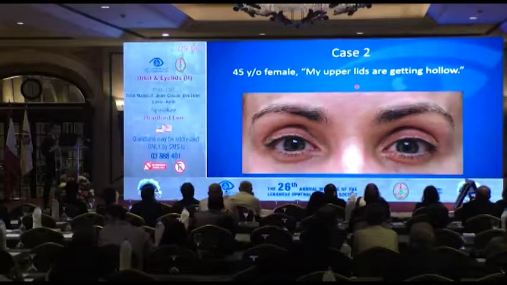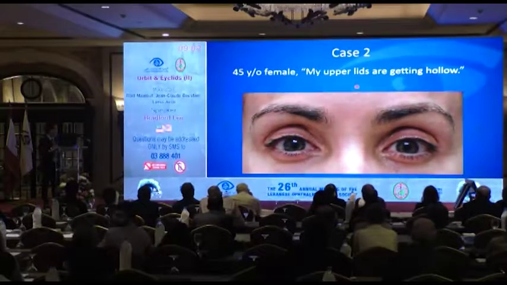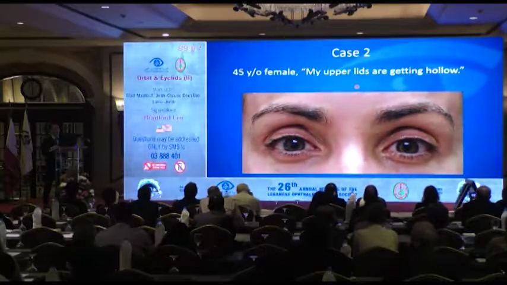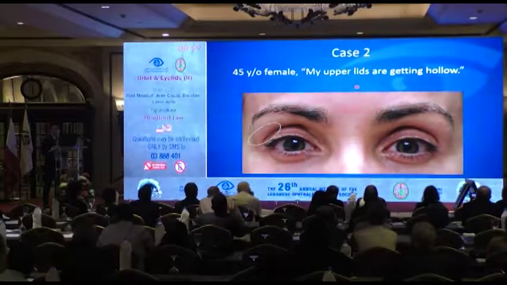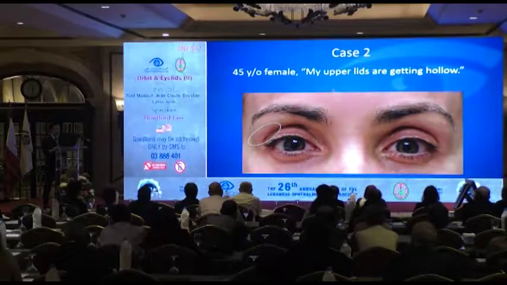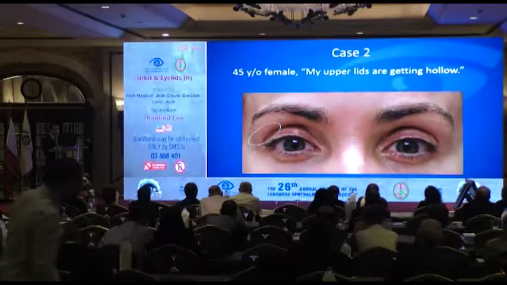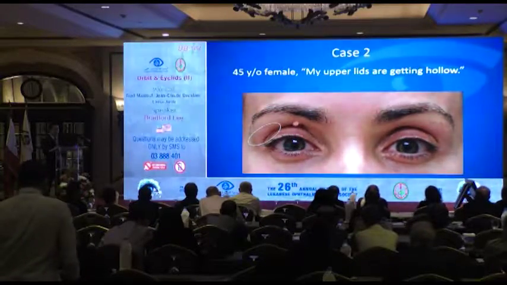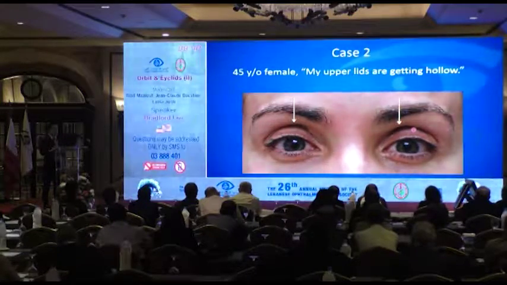So case number 2, these are all my office staff because they're always asking for free things, but this is a 45-year-old lady. She says that she's bothered by the upper lids looking hollow, and she says, do I need a blepharoplasty? I notice I have extra skin here. But I think, looking at her from across the room, you're noticing more of the hollowing, the elongation of the tarsal platform show, as we call it over here, that A-frame deformity and the shadowing of her superior sulcus here.